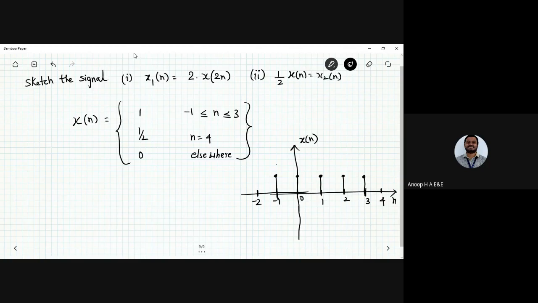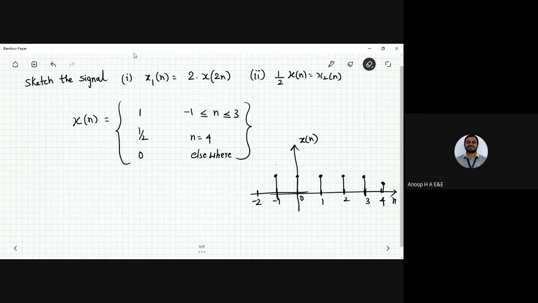Okay, at 4, you're going to have half the magnitude, that is here. So this is one thing that you are going to plot. It is quite a simple plot, and 0 elsewhere. Okay, yes, so this is x of n.